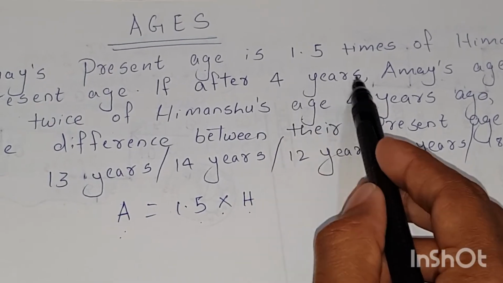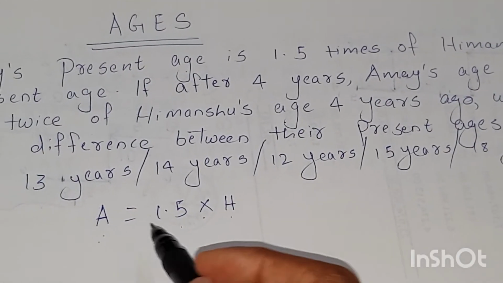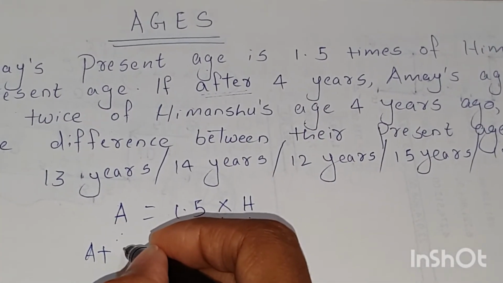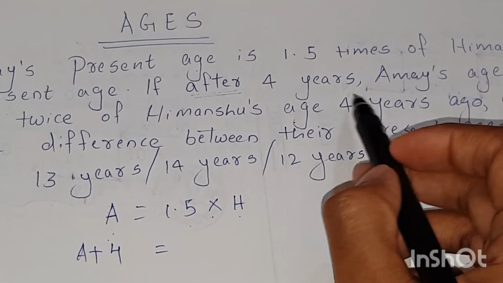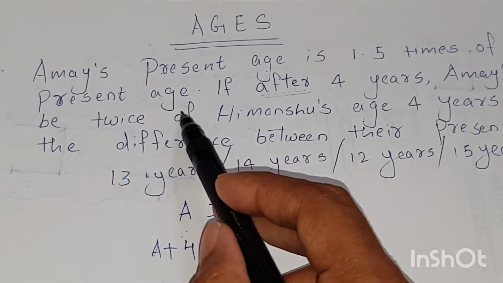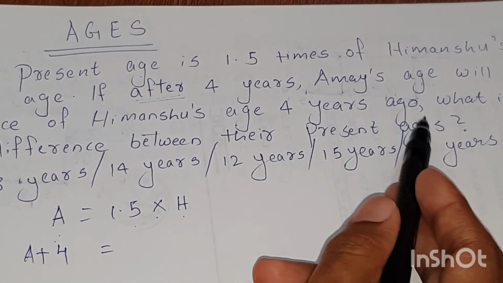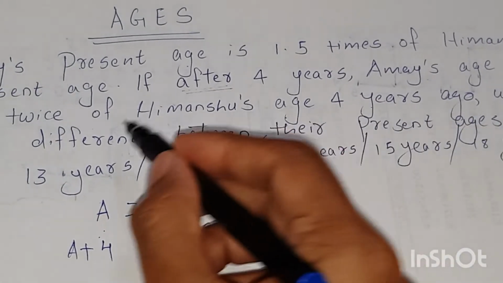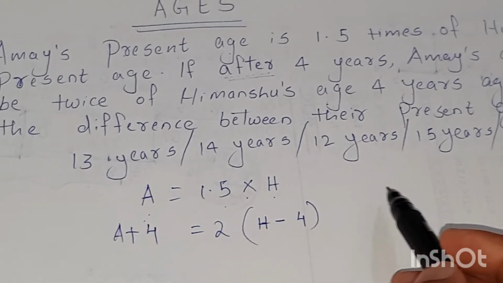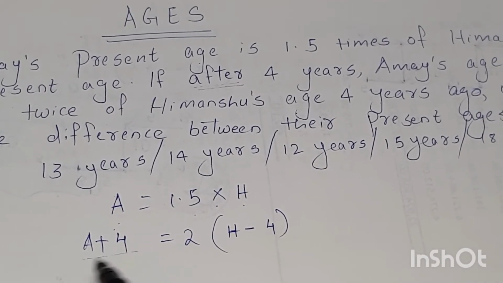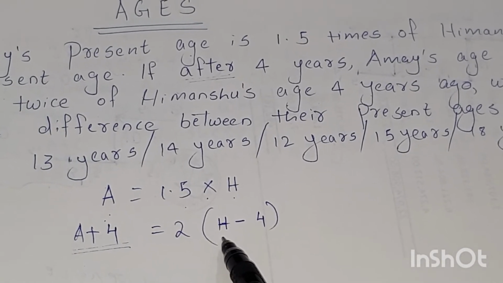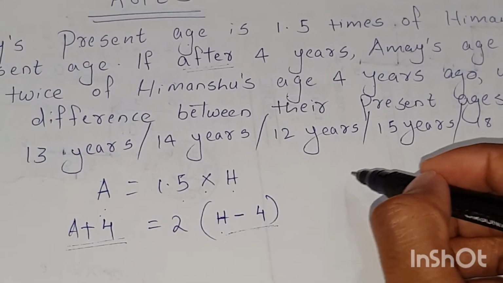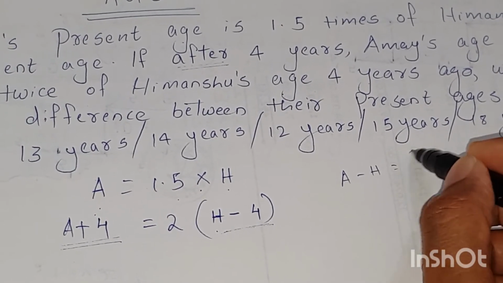Now after 4 years Amay's age will be A plus 4, because it is after, you have to add. So if after 4 years Amay's age will be twice Himanshu's age 4 years ago. Himanshu's age 4 years ago means minus 4, right? So twice Himanshu's age 4 years ago. Understood? So if after 4 years Amay's age will be twice Himanshu's age 4 years ago, then what is the difference between their present ages? You have to find the difference between A and H. A minus H is equal to, you have to find out.